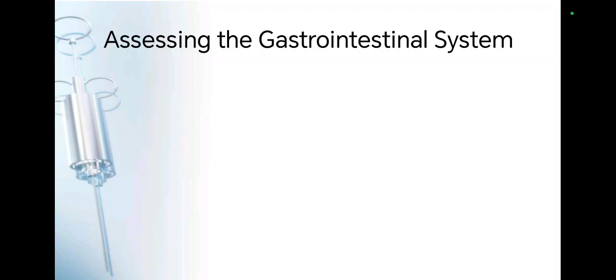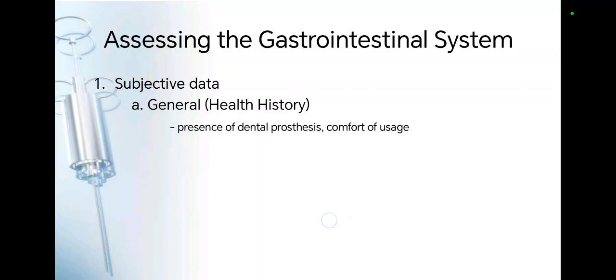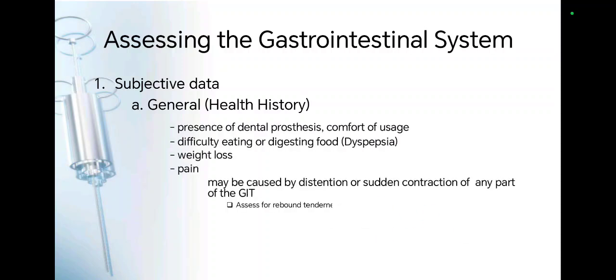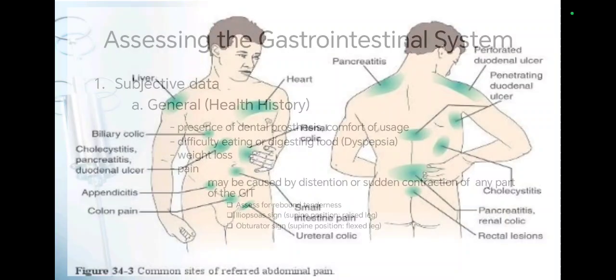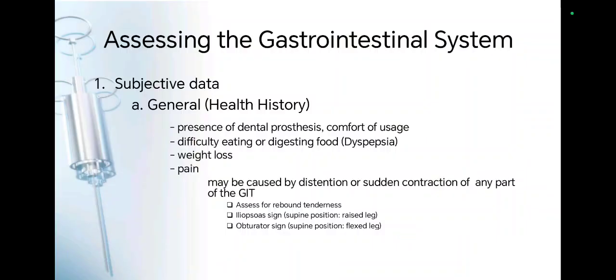Okay, so now let's proceed to assessing your gastrointestinal system or your digestive system. So now let's start with the things that we need to interview or assess from the patient based on their subjective data. For general, during your health history, you may ask the patient for any presence of dental prosthesis, the comfort of usage, and difficulty of eating or digesting food, if they experience that.